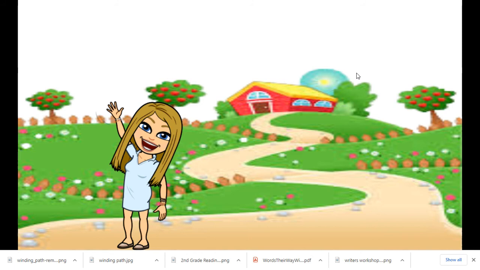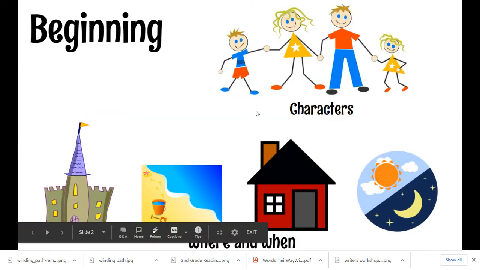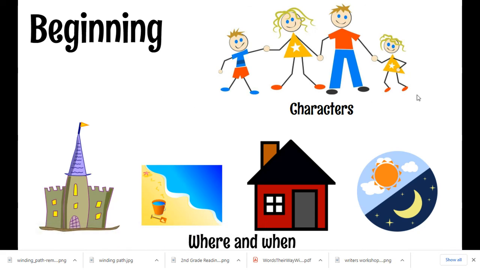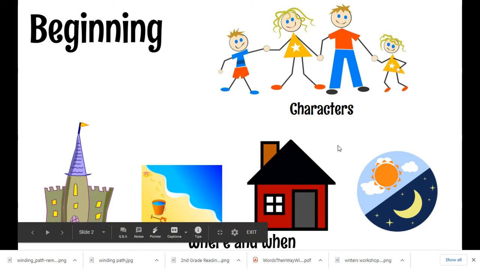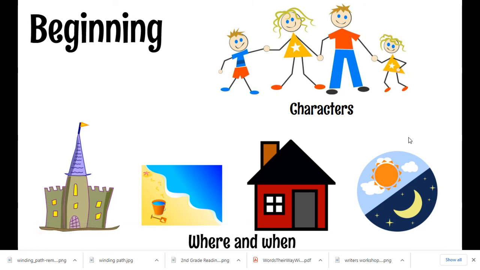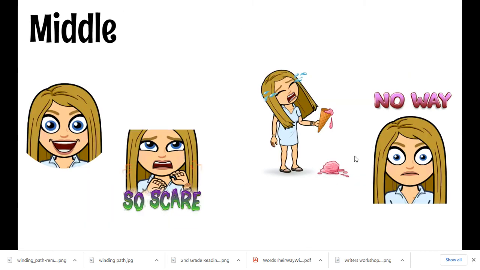So let's just try it with Goldilocks and the Three Bears. So we could say, let me go back to slide number 2. We could say, one day, a little girl named Goldilocks went into the forest walking around, and she came upon a house. So, friends, did you hear me tell you who the character was and where she was? And I also said it was day. One day, Goldilocks was walking through the forest, and she found a house. All right, now we're getting into the middle of the story.